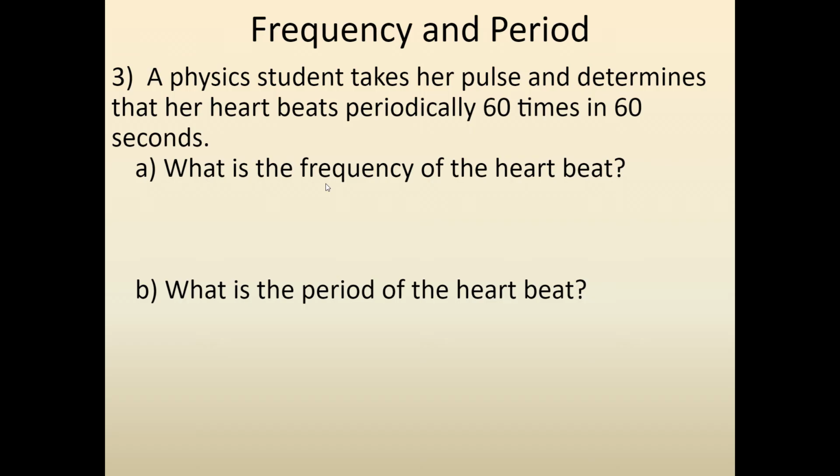All right, I'm not even gonna do the work on this one. 60 waves, 60 seconds. Just divide them, we get 1 for both. So the frequency is 1 hertz, the period is 1 second.